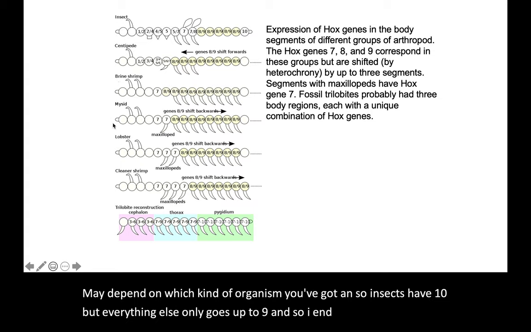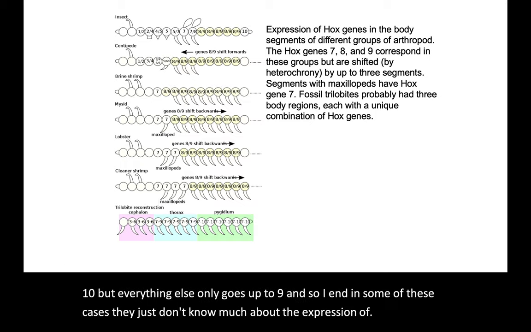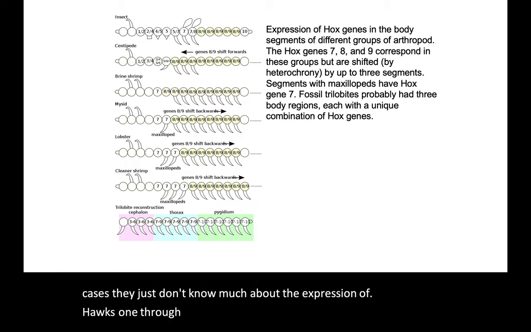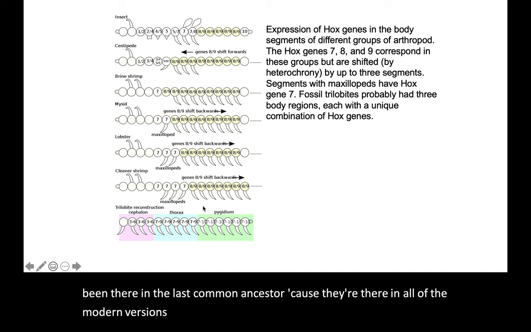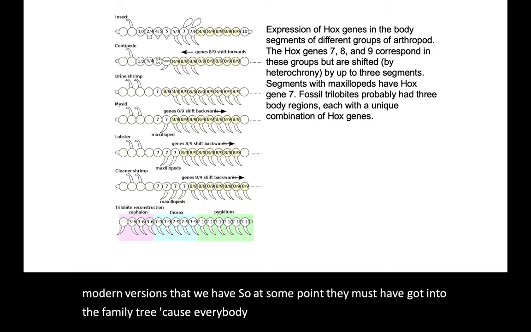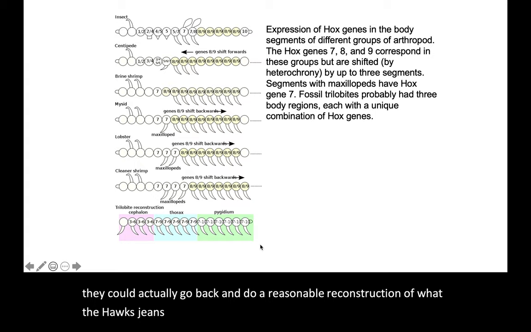And so insects have 10, but everything else only goes up to 9, and so in some of these cases, they just don't know much about the expression of HOX 1 through 6. But they're kind of assuming that they must have been there in the last common ancestor because they're there in all of the modern versions that we have. So at some point they must have got into the family tree because everybody is basically doing this thing. And then they can actually go back and do a reasonable reconstruction of what the HOX genes of an extinct trilobite might have looked like. So that's kind of cool, yeah.